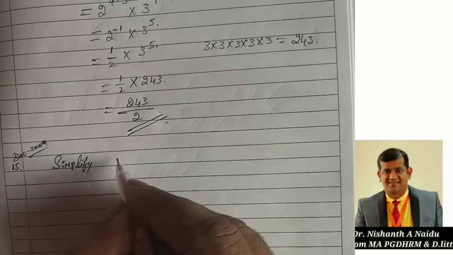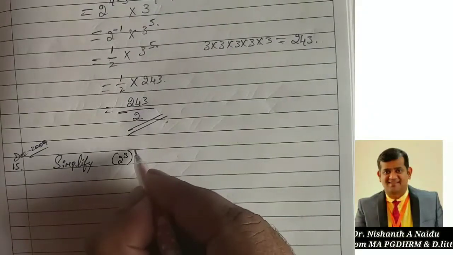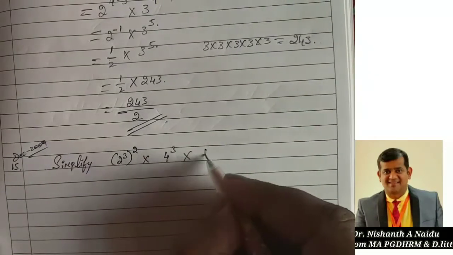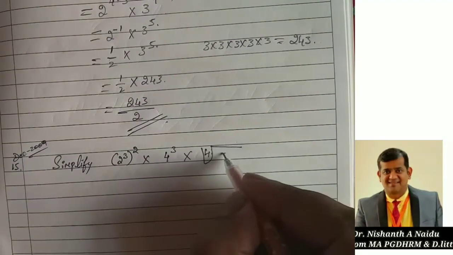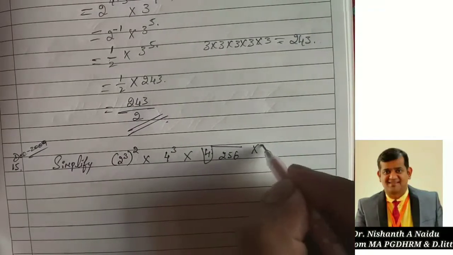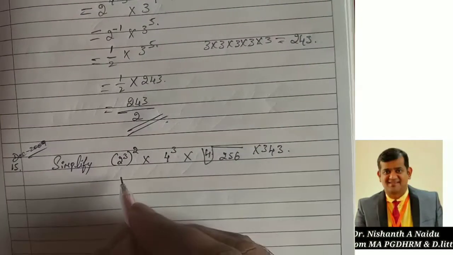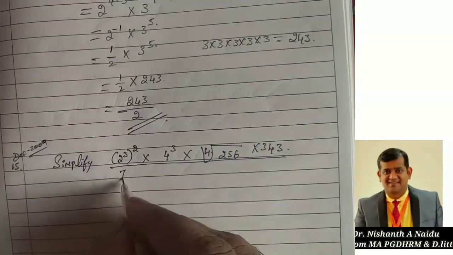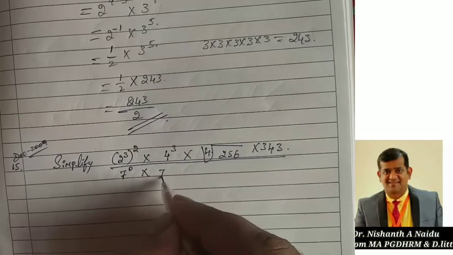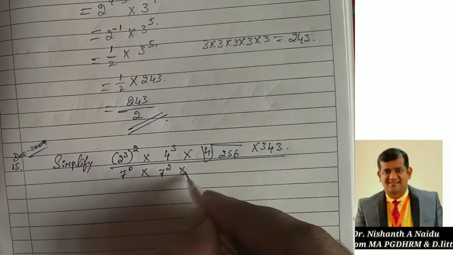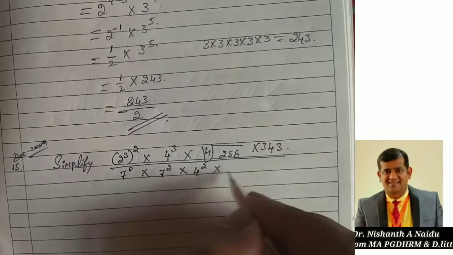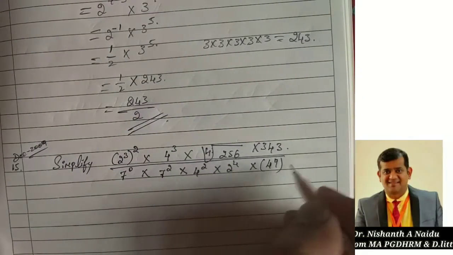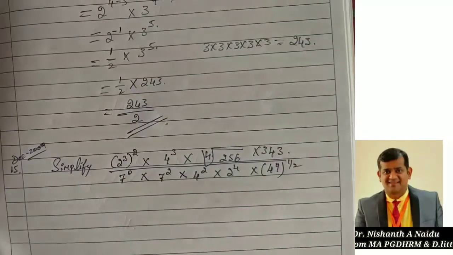Simplify: 2 to the power of 3 whole power 2 into 4 to the power of 3 into root 4 into 256 into 343, divided by 7 to the power of 0 into 7 to the power of 2 into 4 to the power of 2 into 2 to the power of 4 into 49 whole power 1 by 2. So this is the question.